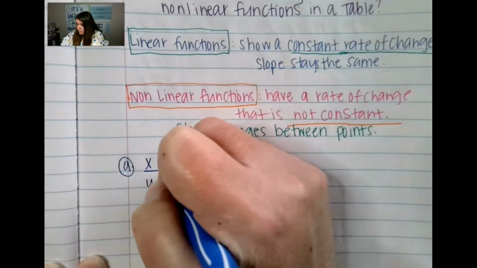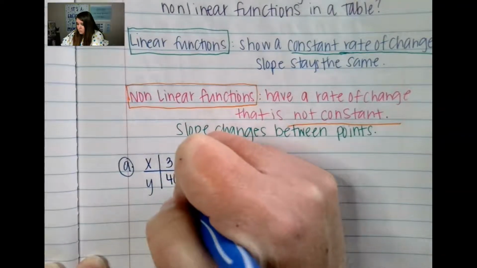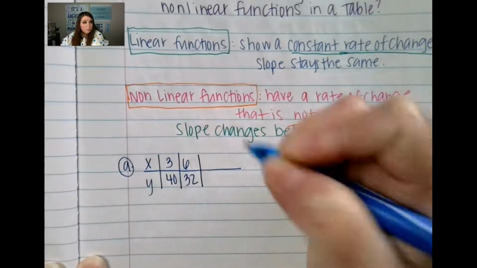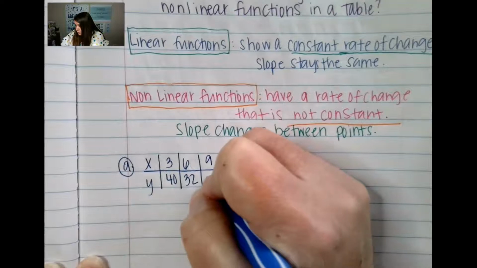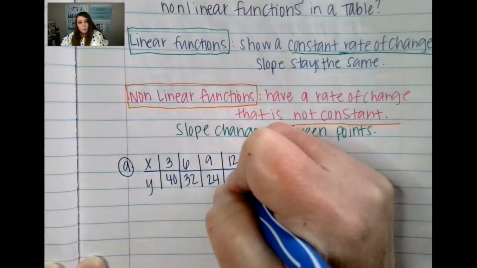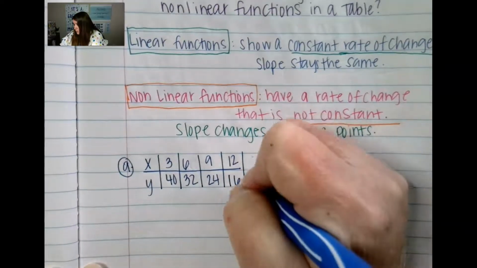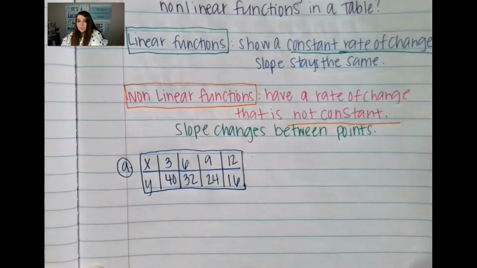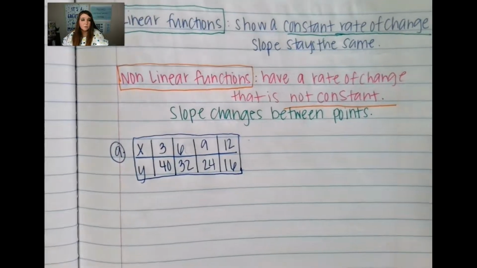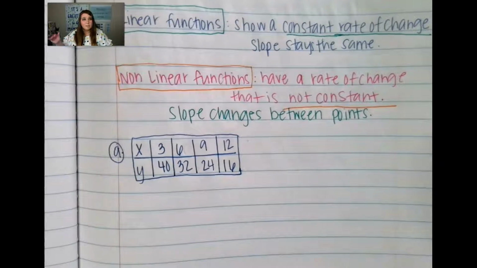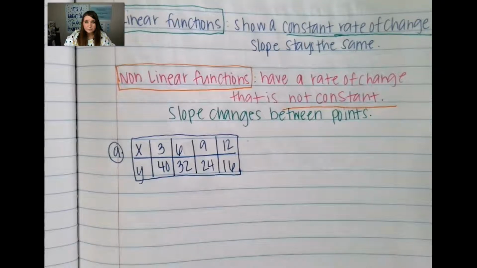So my first table has X and Y values, and we have 3 over 40. We have 6 over 32. We have 9 over 24. And in the last one, we have 12 over 16. So let's talk about this rate of change and whether or not this is linear or non-linear. So when we look at this, we're going to be talking about moving from the x values and the y values so we can identify what the slope is.